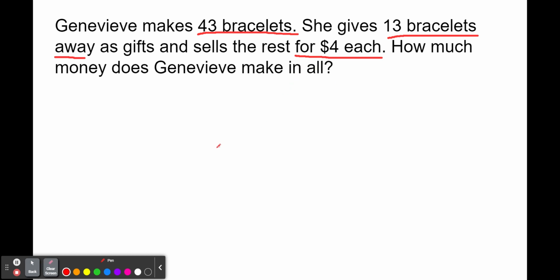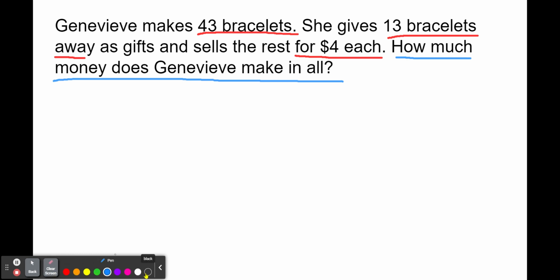Now we need to figure out what we need to know. What is our question? I'm going to underline this in blue. So we need to know, how much money does Genevieve make in all? Okay, so we have to figure out how much she's making. So how much does she get from selling her bracelets? So let's go ahead and start with all of our steps.